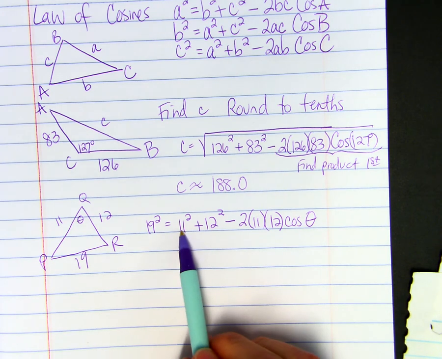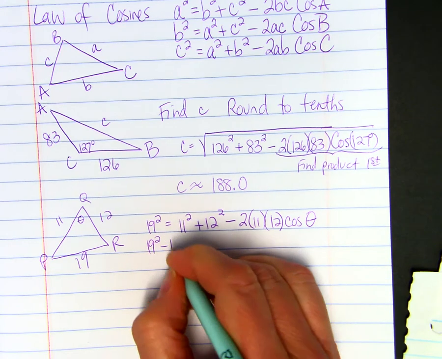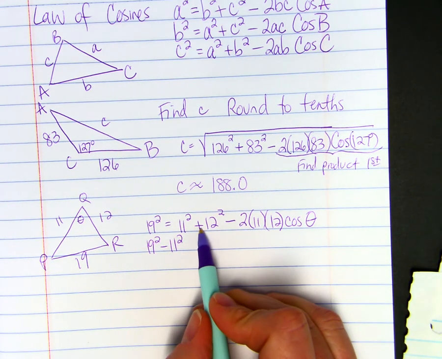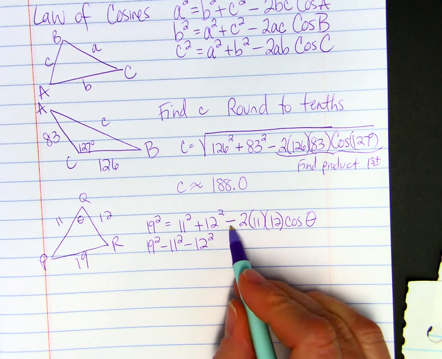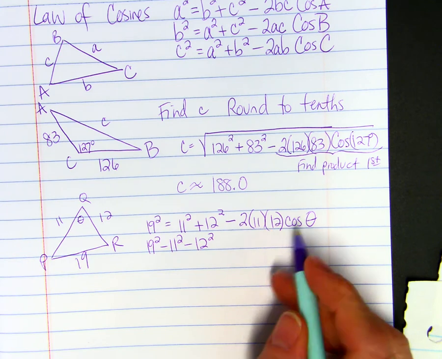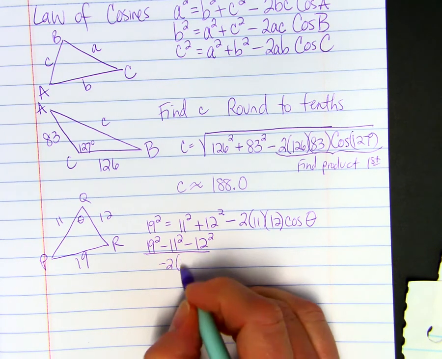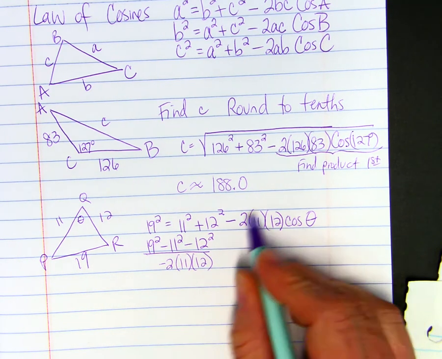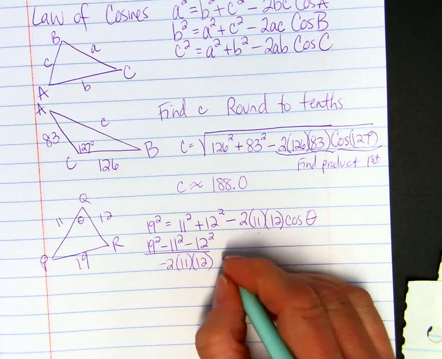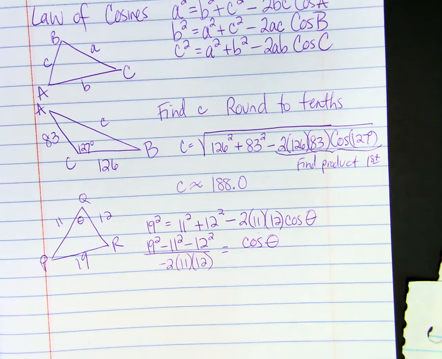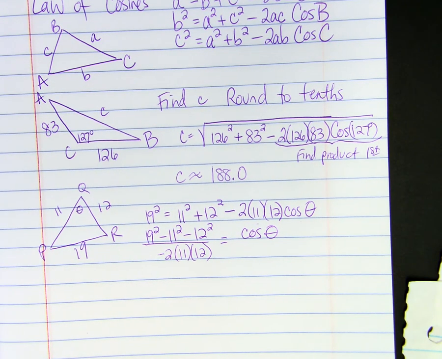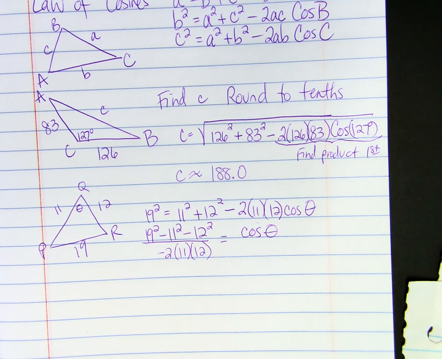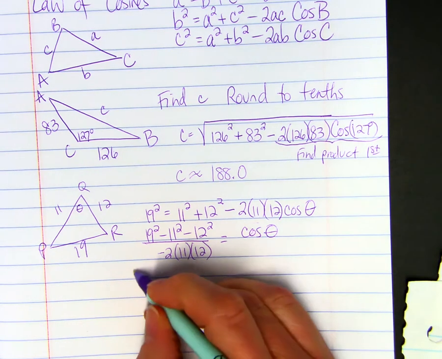We have to subtract 11 squared. We're going to subtract 12 squared. And then we have to divide by negative 2 times 11 times 12, because this is a product times a cosine. That's going to give me cosine of theta. But I want theta, not cosine of theta. So I'm going to take the cos inverse of both sides.